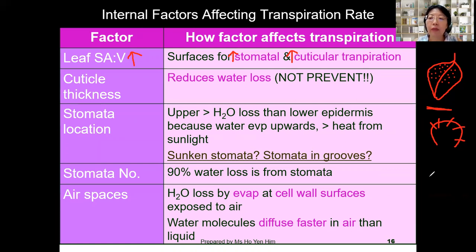The second way is that the leaf is still there, but when the environmental conditions can cause a lot of water loss, the original leaf, which is like this, which is open, will start to roll up and becomes like this.